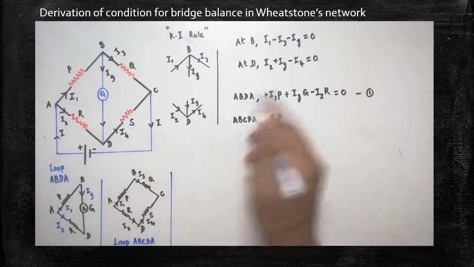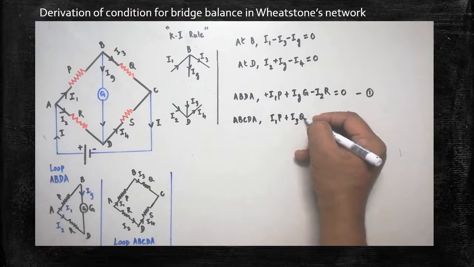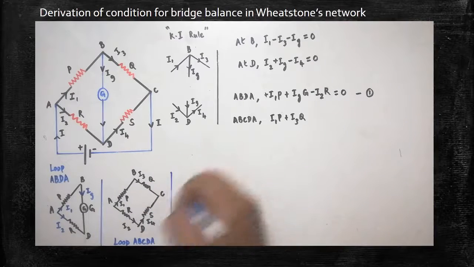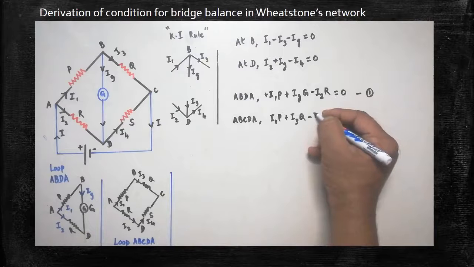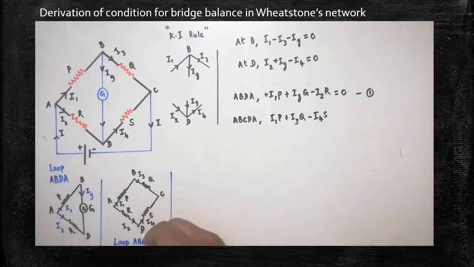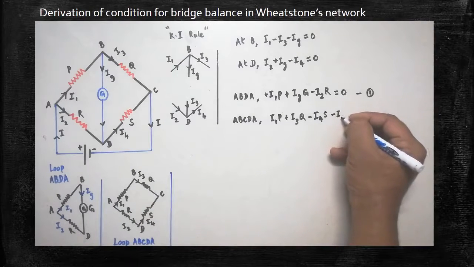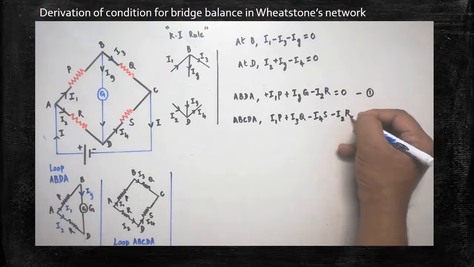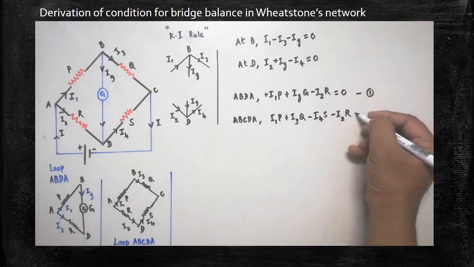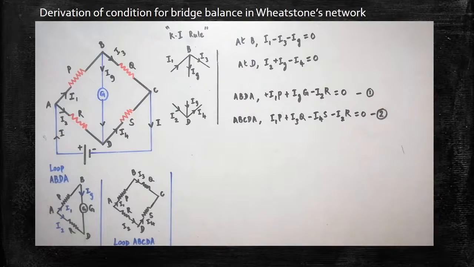Current is also traveling in the same direction. Therefore I3 Q. Coming in this direction, I am moving in this direction, the current flows in the opposite direction. Therefore minus I4 S. Again I am moving in this direction, the current flows in the opposite direction. Therefore minus I2 R. In this arm also there is no EMF, there is no battery, so we can write it as 0. This is equation number 2.